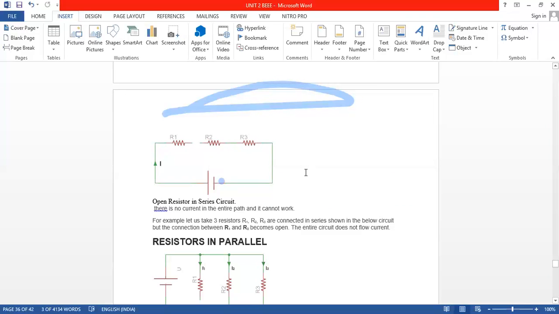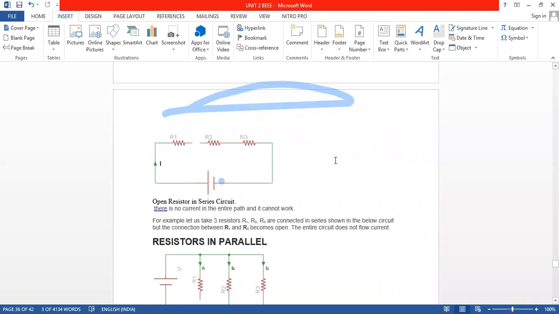Yes, sir. How many resistors? Three resistors. They are connected in series. Now tell me, see the circuit and tell me, is there any disconnection, anywhere not connected, or are all connected? There is one disconnect. Not connected is there, sir.